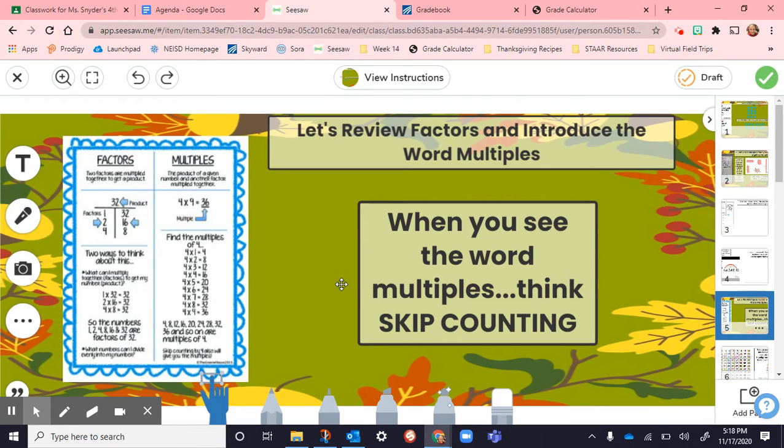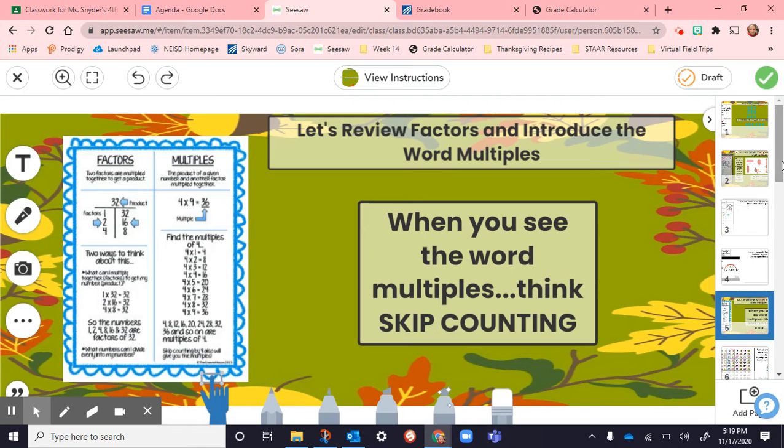And when you hear the word multiples, I want you to think skip counting. So a multiple is the product of a given number. When you multiply those factors together, like 4 and 9, you get 36. So when you find the multiples, you're doing that skip counting. You're going straight down the line. So the multiples of 4, you're going to do 4 times 1, 4 times 2, 4 times 3. So all of these answers here are the multiples of 4. So the first 5 would be 4, 8, 12, 16, and 20. So think skip counting. Okay.